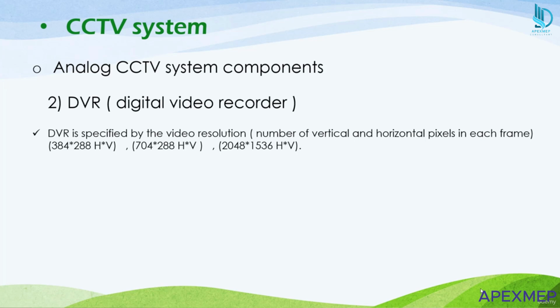So when we say 2048 times 1536 resolution, for example, this means that each frame in the recorded video has 2048 pixels horizontally and 1536 pixels vertically. Hence, when we buy a DVR, we take into account its video resolution as a part of the system quality.